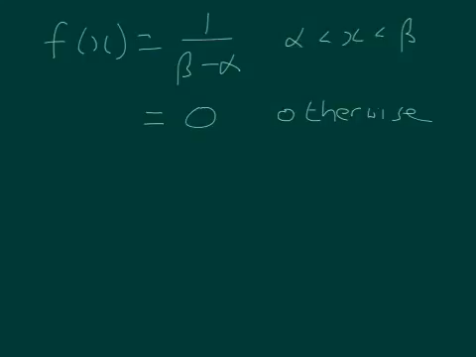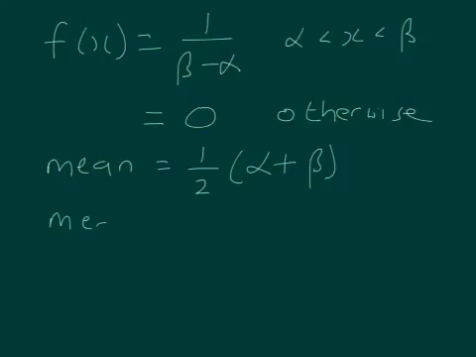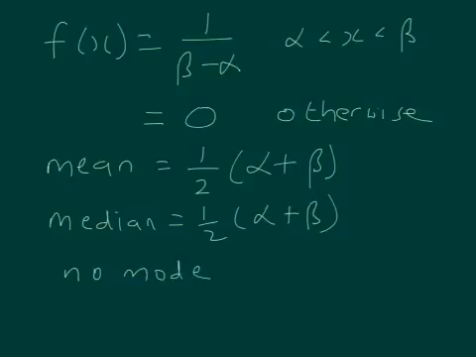Now the mean is clearly, by symmetry, halfway between alpha and beta. So the mean is a half alpha plus beta. And because it's symmetrical, the median is also a half alpha plus beta. And there is no mode, because every number is equally likely. Every number between alpha and beta is equally likely.